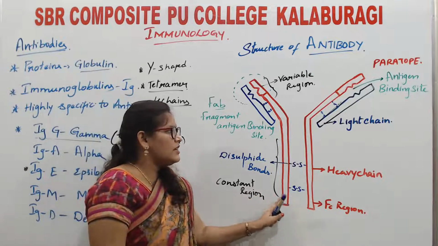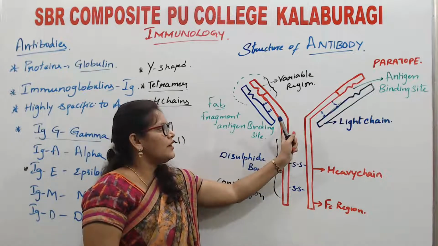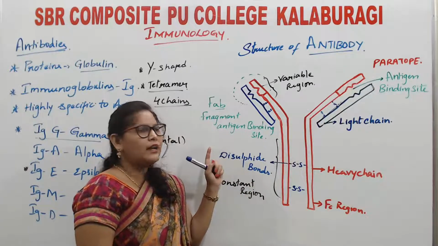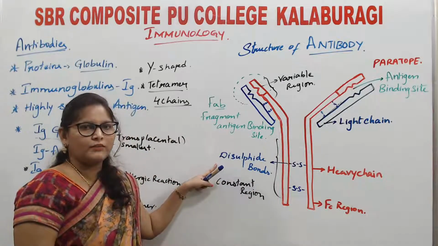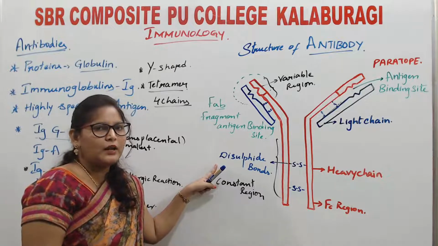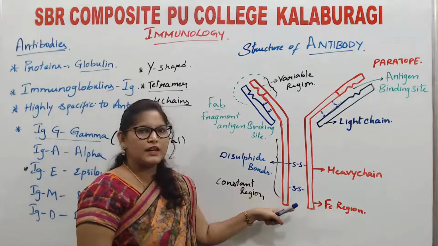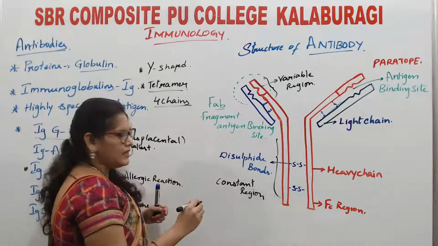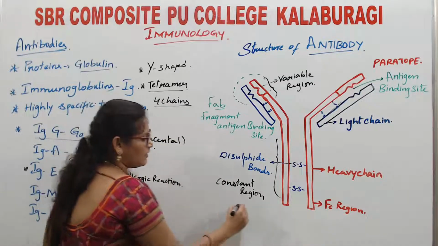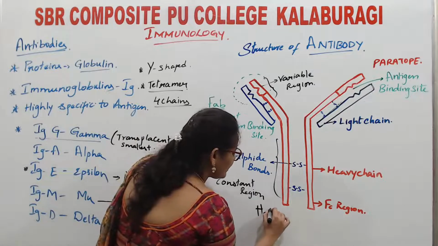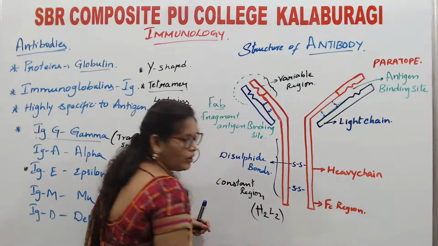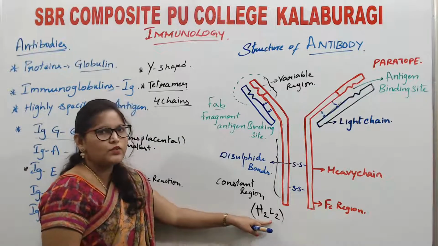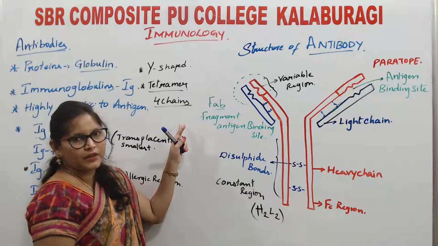The 2 heavy chains, and even the heavy chain and light chain, are joined by a disulfide bond. Disulfide bonds help in connecting the heavy chains and light chains. As there are 2 heavy chains and 2 light chains, this antibody can be written as an H2L2 molecule. H2L2 means 2 heavy chains and 2 light chains, which is a tetramer.